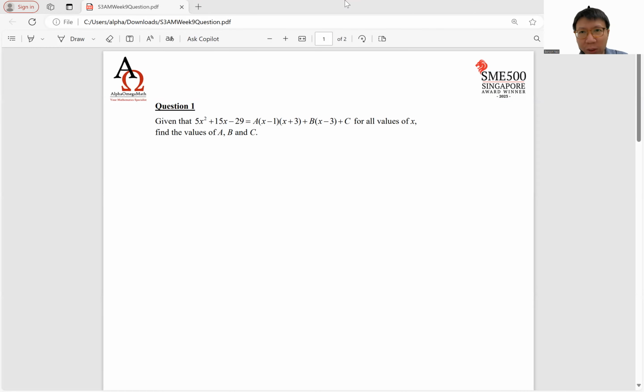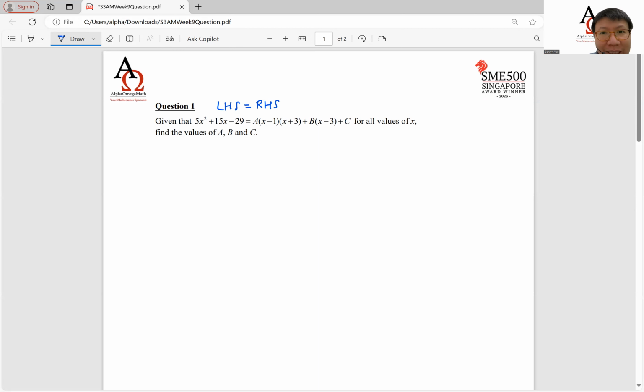Hey students, today we're going to look at Sec 3 AMF on polynomials, on how we can use two methods to solve for the missing variables a, b, and c. Okay, so when two polynomials are equal, we can say the left-hand side and the right-hand side are equal. So there are two methods which we can use to solve for a, b, and c.